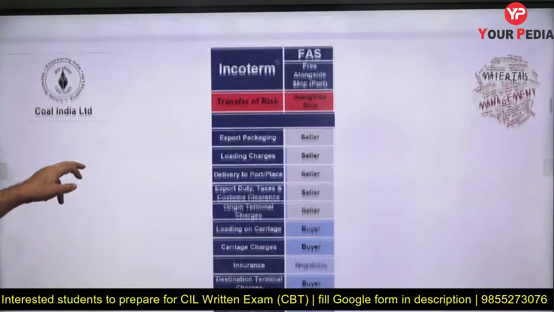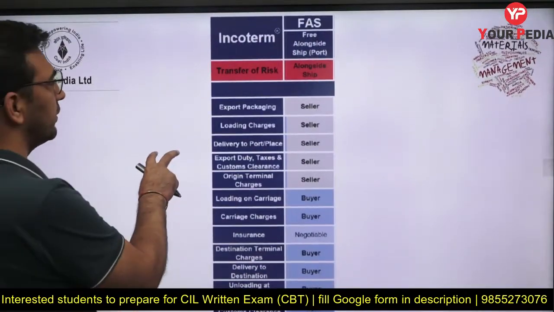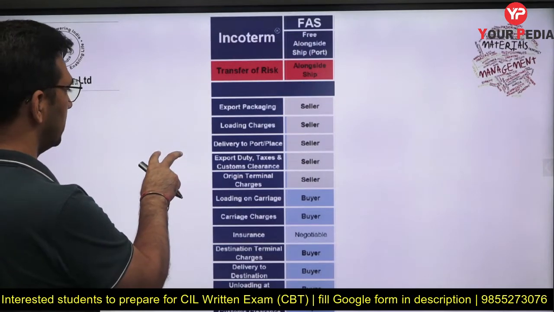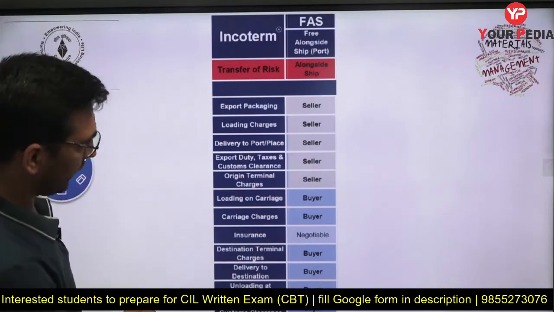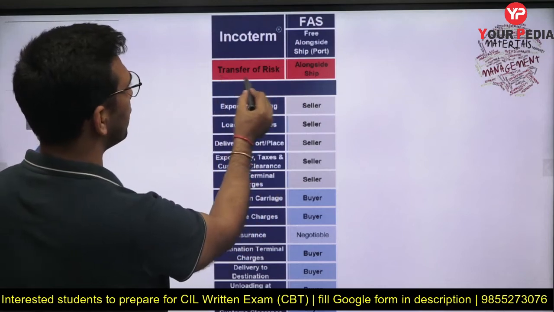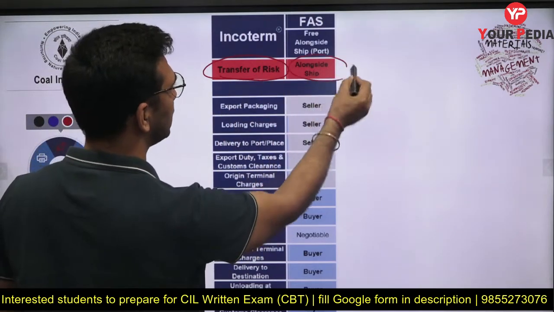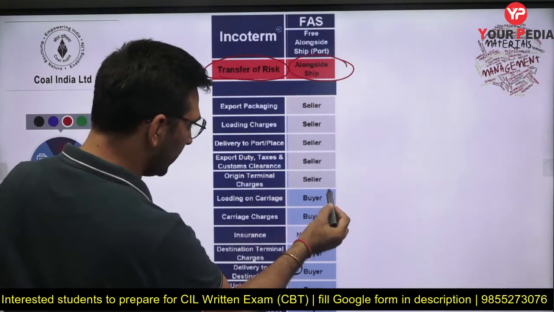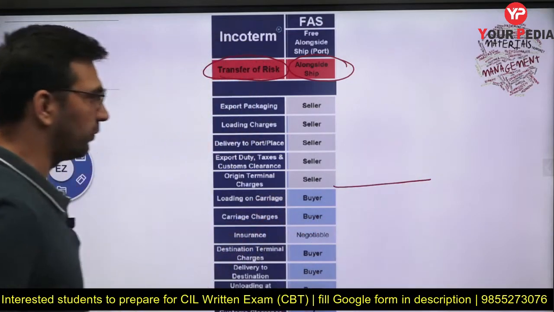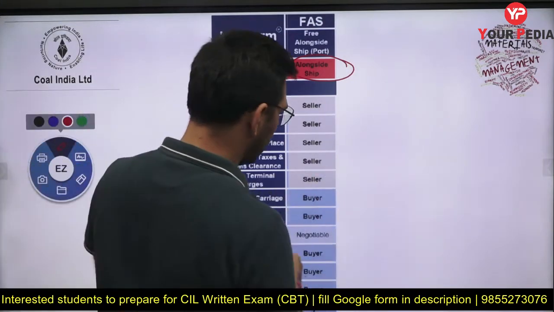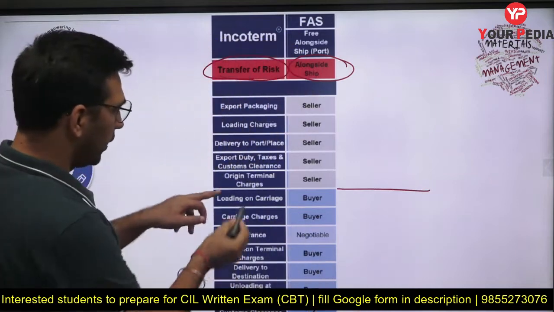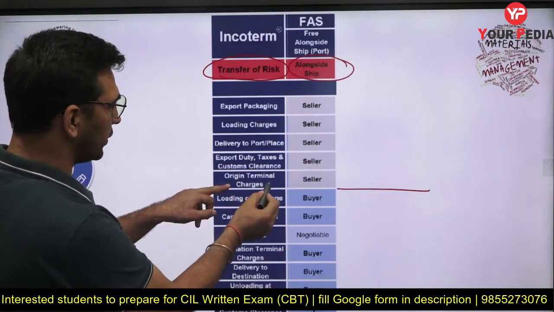Now, the same thing has been mentioned to you over here. For example, this is the transfer of risk, the point is alongside ship. I already explained to you. Now see, where the responsibility of the buyer starts is very clear over here. See, this is what? Origin terminal charges.